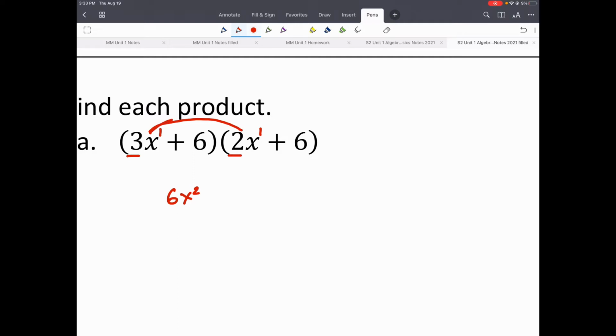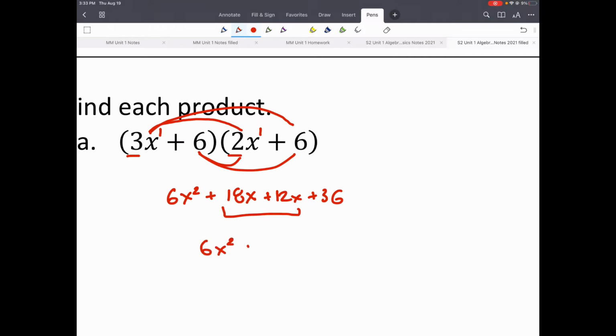All right, and then we'll do 3x times 6. So this 3 times 6 is 18, and then we just have an x by itself. Here we got 12x. And then 36. And then all we'll need to do is combine like terms. We end up getting 6x squared plus 30x plus 36.